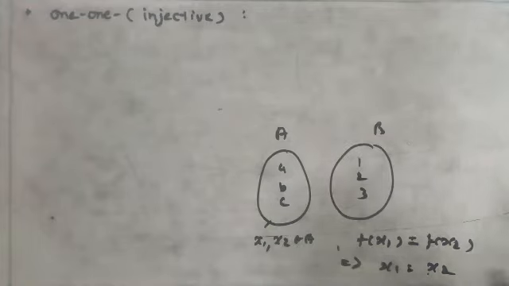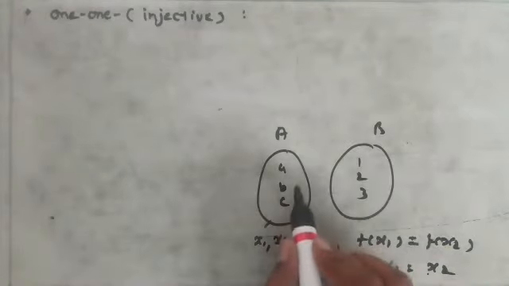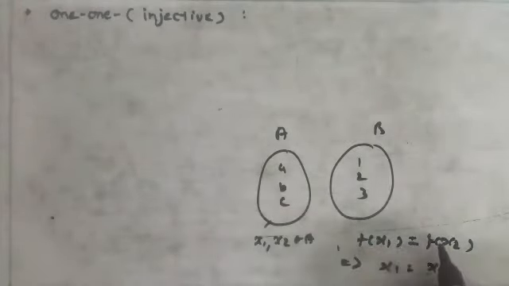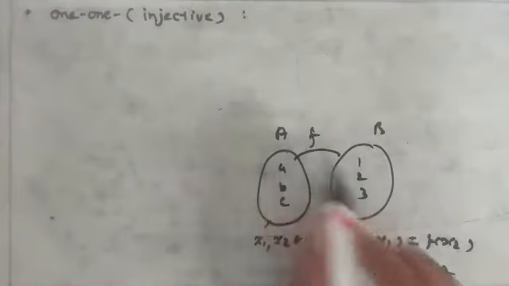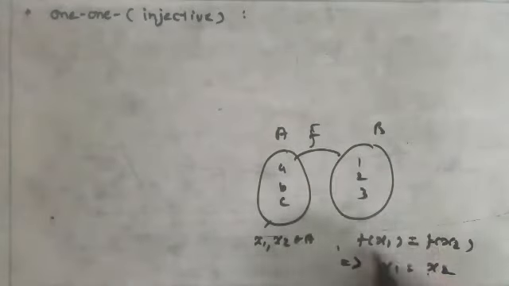In other words, if images of equal members of the domain are equal under this relation f, then this function is said to be one-one. So remember this definition of one-one function.